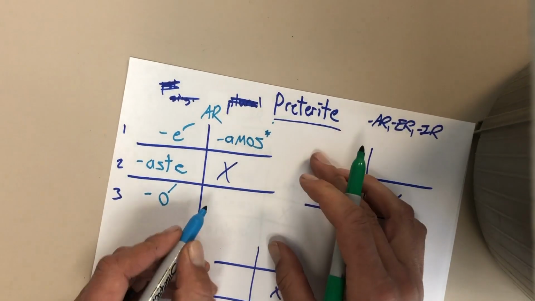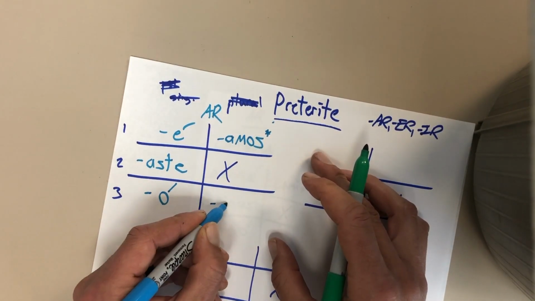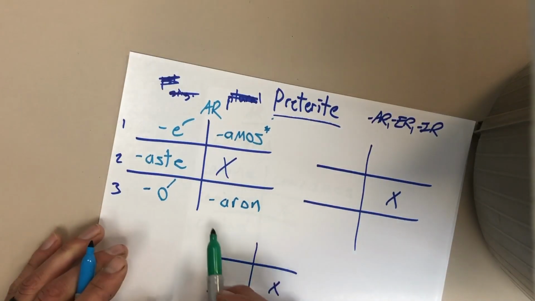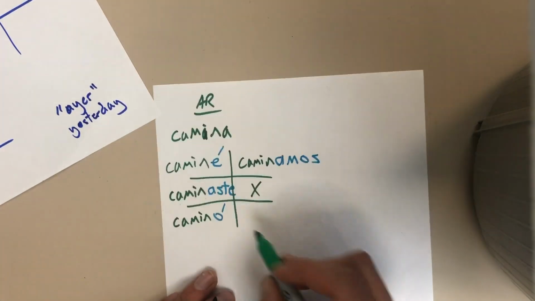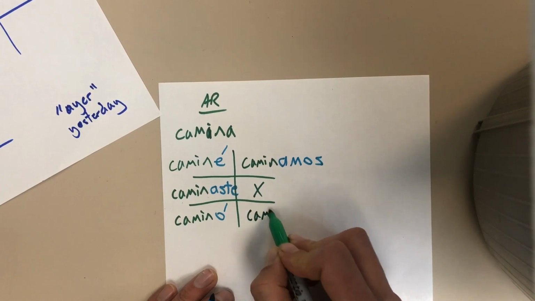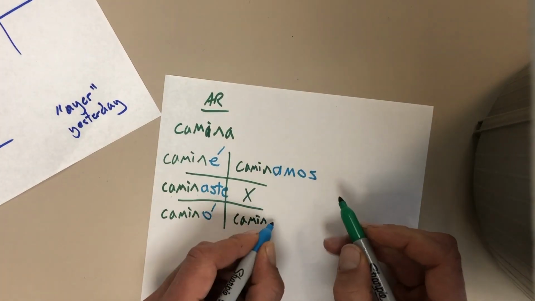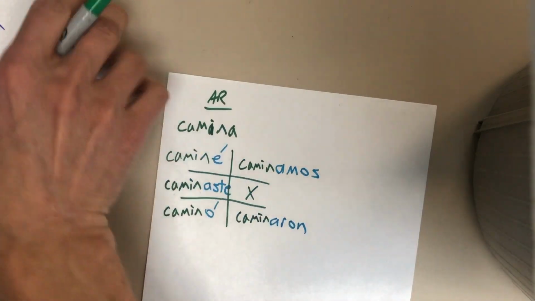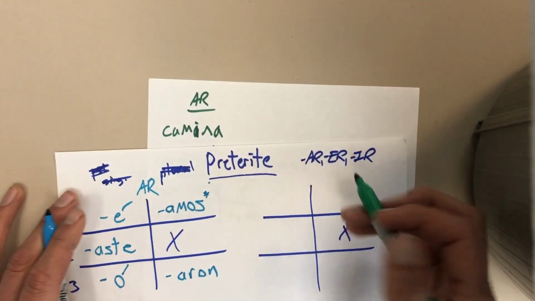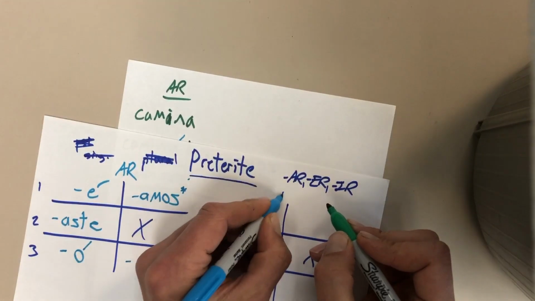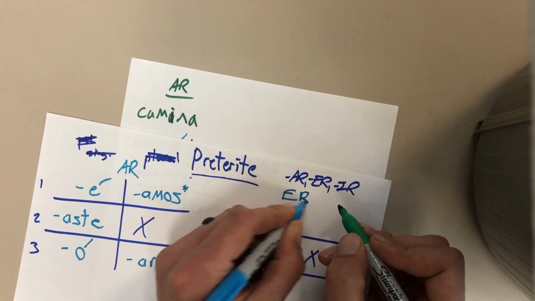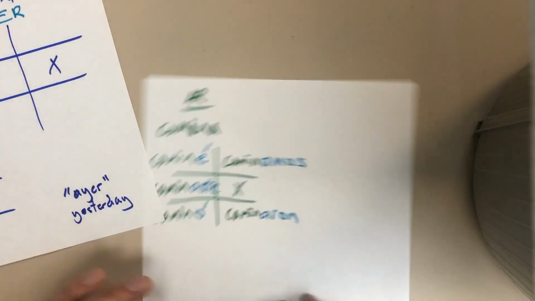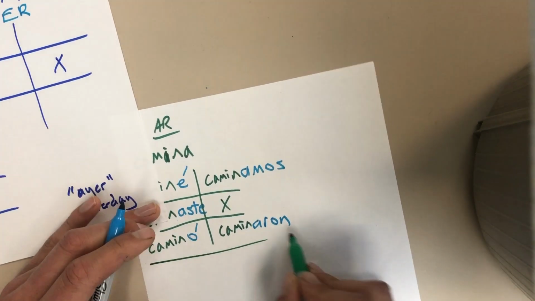Yes, exactly. And then the ellos one, the third person plural, is aron. All right? So how would you say they walked? Caminaron. All right. Two more. So the next one is ER verbs, and the ER ending is e. So give me a verb that ends with ER that you know.